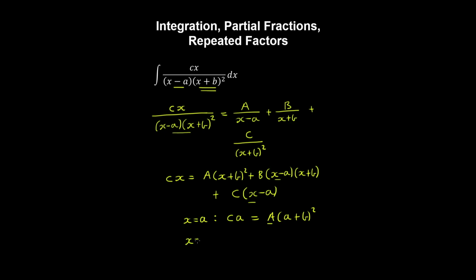and if we set x equal to minus b, well on the left hand side we get minus cb, and on the right hand side this term disappears, this term disappears, so what we get is c by minus b minus a. And then we can solve for c, and then you can equate the coefficients of x and obtain b. And once we find those constants, this sum is much easier to integrate than this rational polynomial function over here.